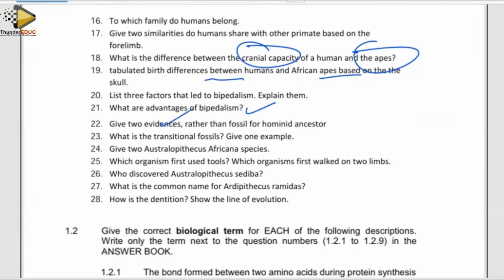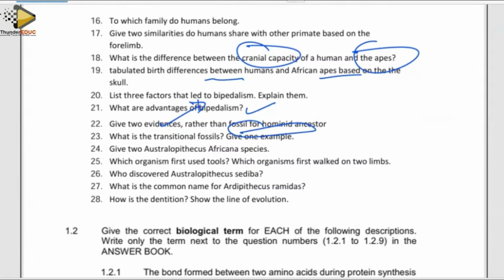Give two differences with evidence other than the fossil evidence. Yes, we have the mitochondrial DNA, and then we have what you call cultural evidence. Don't say use of tools. Cultural evidence is tools. Mitochondrial DNA, use of the mitochondria. What is a transition fossil? We said this is a fossil which has characteristics of both genera. Examples are Australopithecus sediba and Homo naledi.